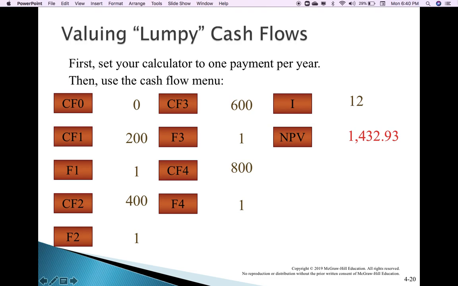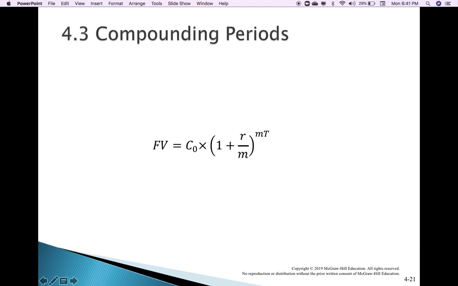Now, what we will do? We will click on NPV. It is asking you I. I is always the rate of return. I is 12% here. Enter 12. Enter. Then down arrow, it is asking NPV. Click on CPT. CPT is compute. It will give you 1432.93.